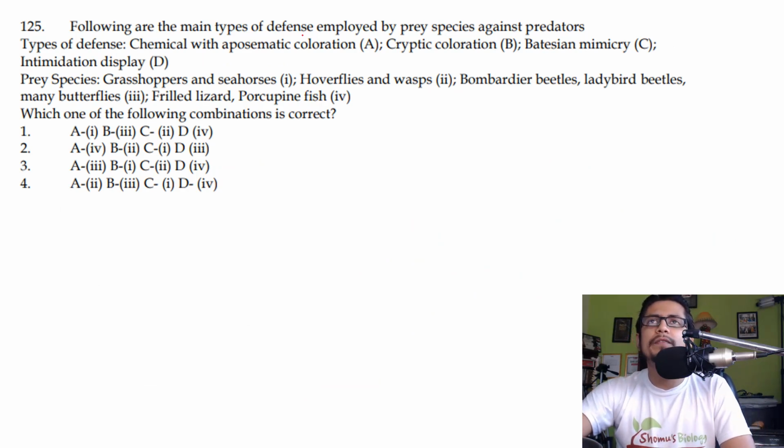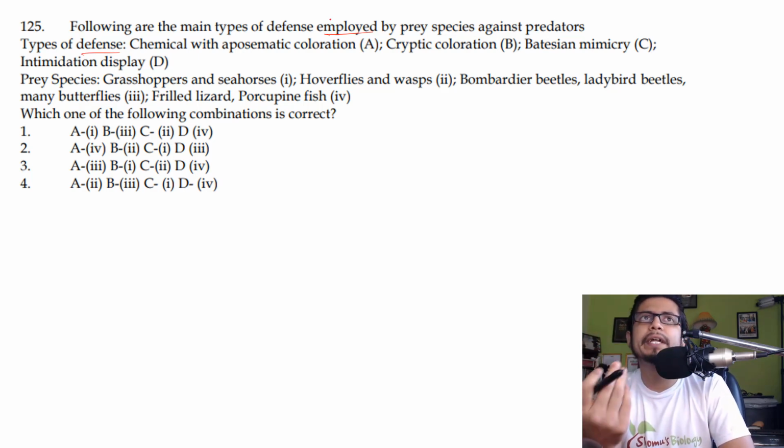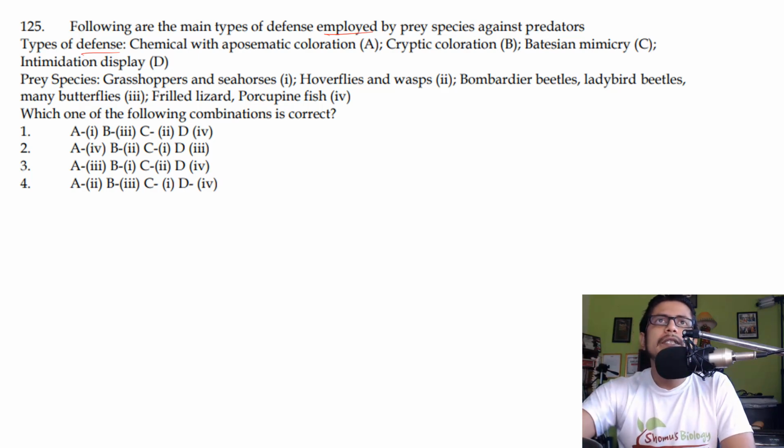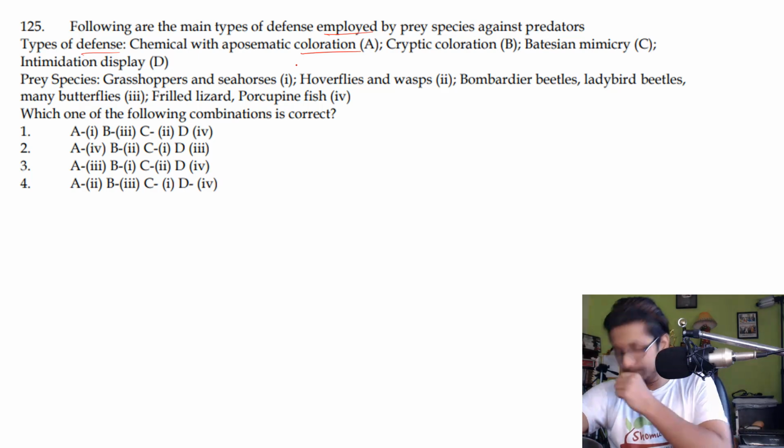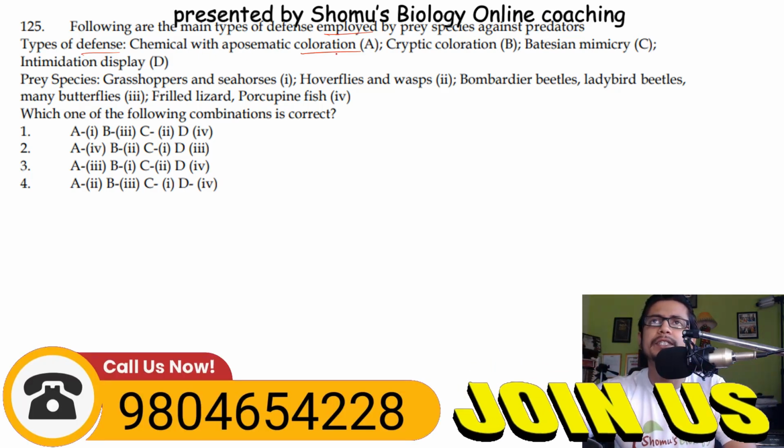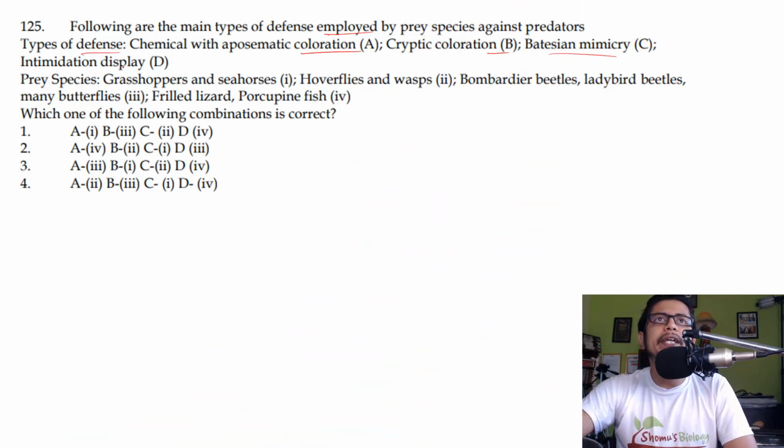Following are the main types of defense employed by prey species against predators. Okay, so many different defense mechanisms are listed against the predator species here. Chemical with aposematic coloration A, cryptic coloration B, Batesian mimicry C, intimidation display D. These four are the different approaches for a prey to survive.